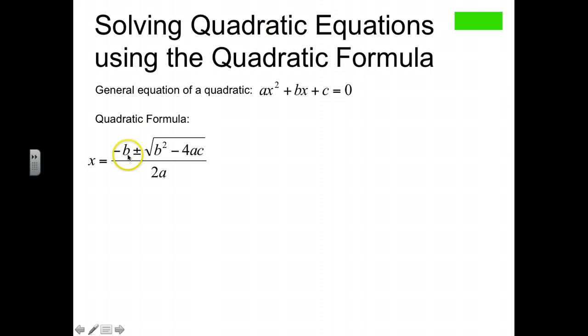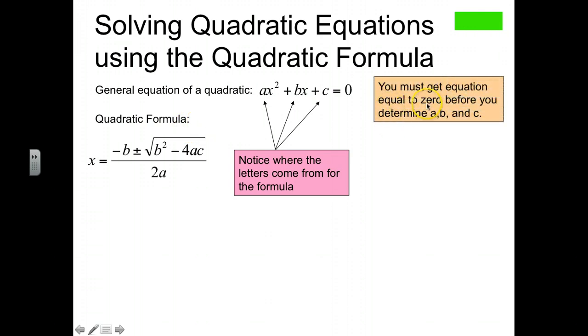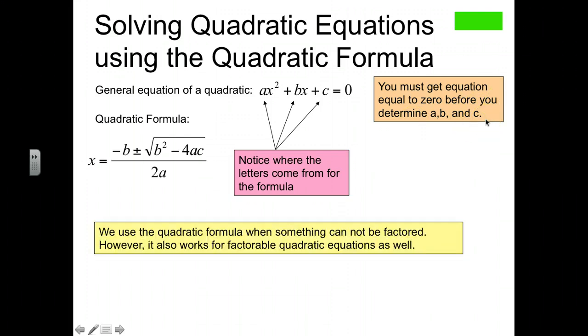Now, these variables actually come from our general form. You will be given something in the form ax squared plus bx plus c, and you will be asked to find the roots using the quadratic formula. So you must get the equation equal to 0 before you can determine a, b, and c. We use the quadratic formula when something cannot be factored. However, it also works for factorable quadratic equations as well, meaning this formula works for everything.